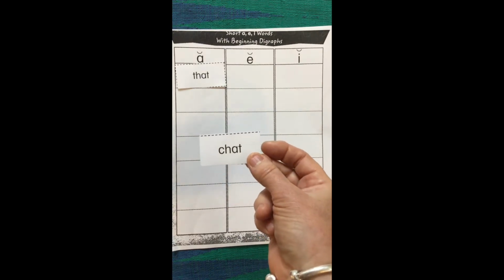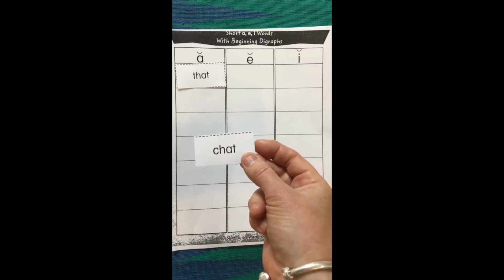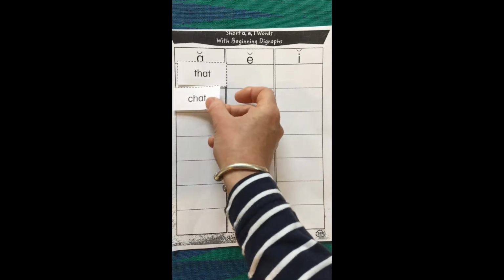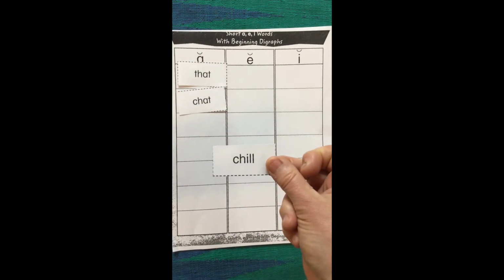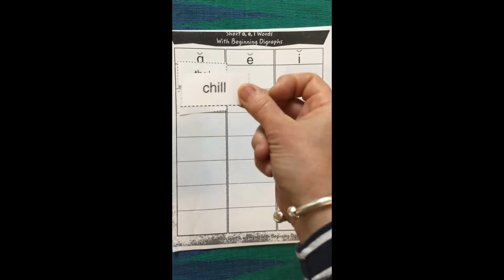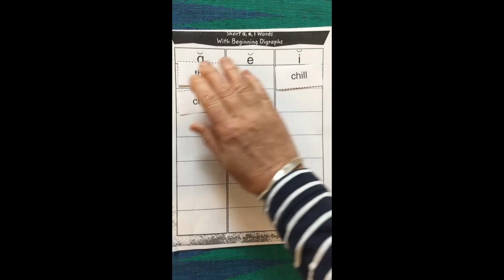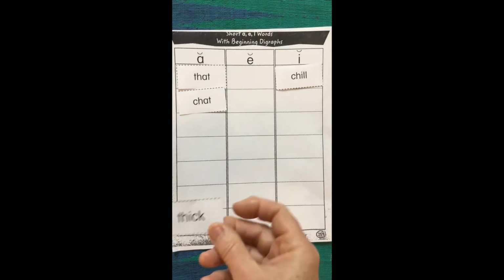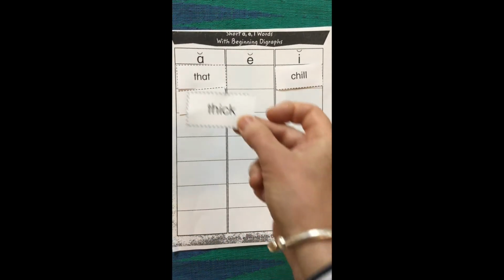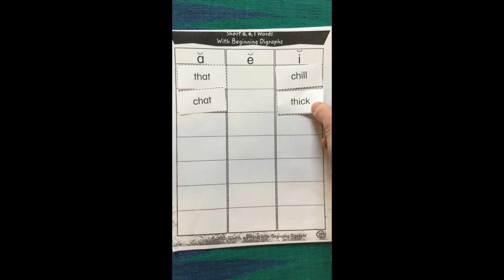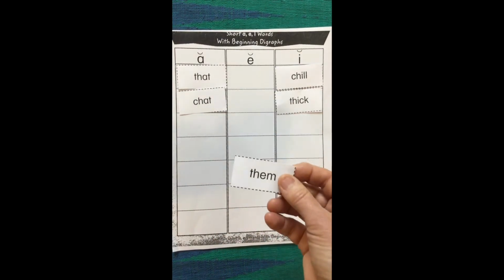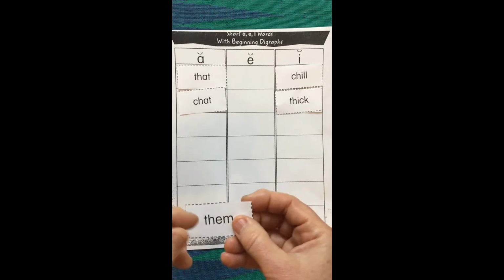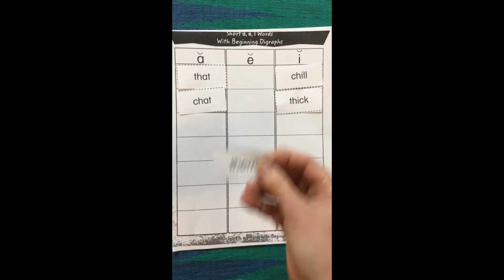So again, if you're not sure if the child knows what the word means, you want to remind them when you see them doing this. Chat, at. Chill. It. Chill. Thick. So what you want to be sure to notice is that the students are actually saying the word and then placing it. Because what kids will sometimes do is they'll just look at the middle letter, and say, oh, that's an e, I'm just going to put it there.